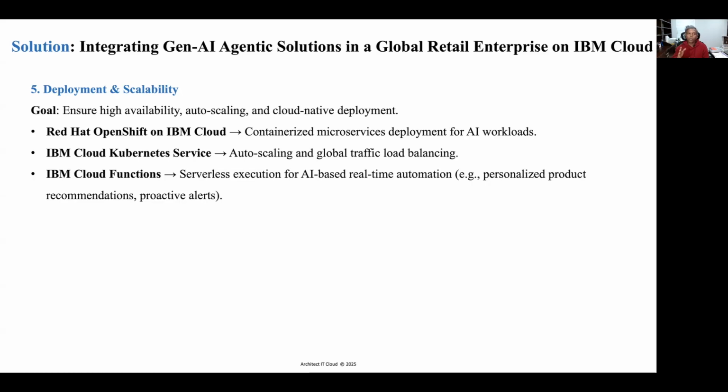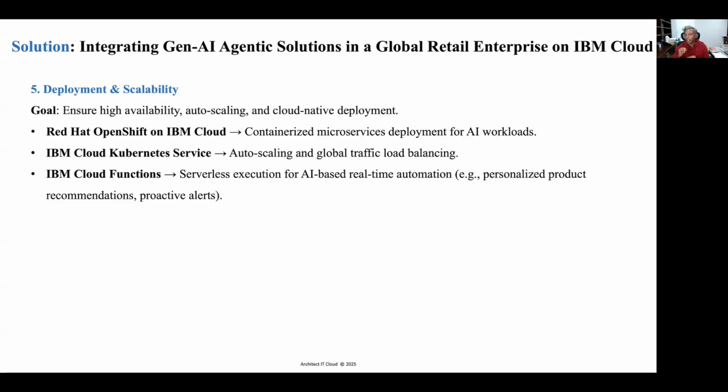And what is the goal of this particular component in the architecture? The deployment and scalability must be achieved to ensure high availability, auto scaling, and cloud native deployment, so that your deployment can be smooth and faster, and also you can easily integrate these types of components with the existing applications, which are cloud native applications running in your cloud service provider.